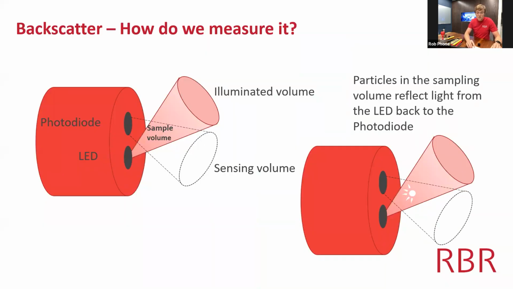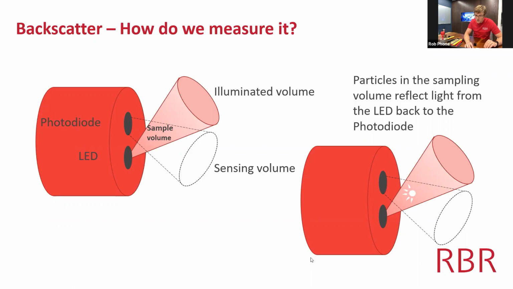So how do we measure backscatter? The sensor is constructed to have an LED, which illuminates a parcel of water at a defined angle, and a photodiode whose field of view intersects this LED beam. The intersection of the two creates this sample volume. And when a particle enters that sample volume, it scatters light back to the photodiode.